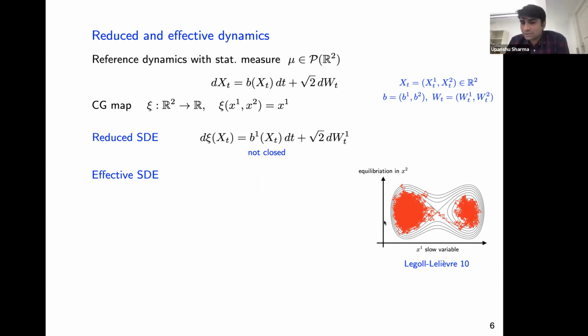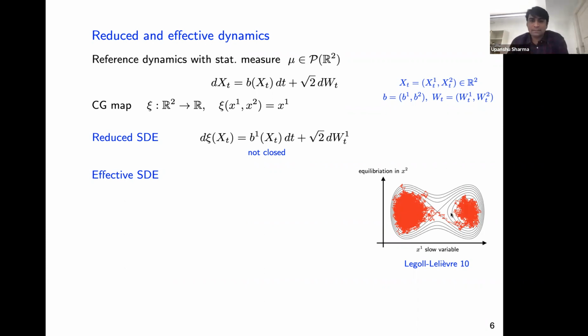So let's keep this picture again in mind. We are interested only in the slow direction x1. What we expect at the back of our head is that if we are interested in x1, and x1 is truly slow, then you expect that in x2 you have some sort of equilibration happening. This is what you expect.